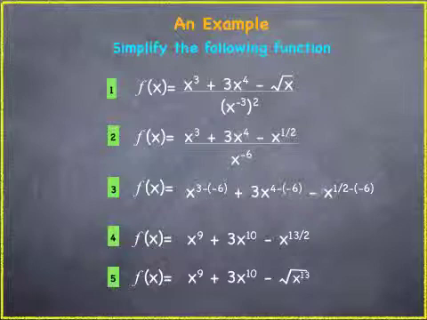So if you move to item 2, again, take it term by term. So the first term we're not going to change, second term not going to change, but the third term, square root of x, we're going to replace that with x to the 1/2. In the denominator, x to the minus 3 squared, you're going to multiply those exponents and wind up with x to the minus 6th.